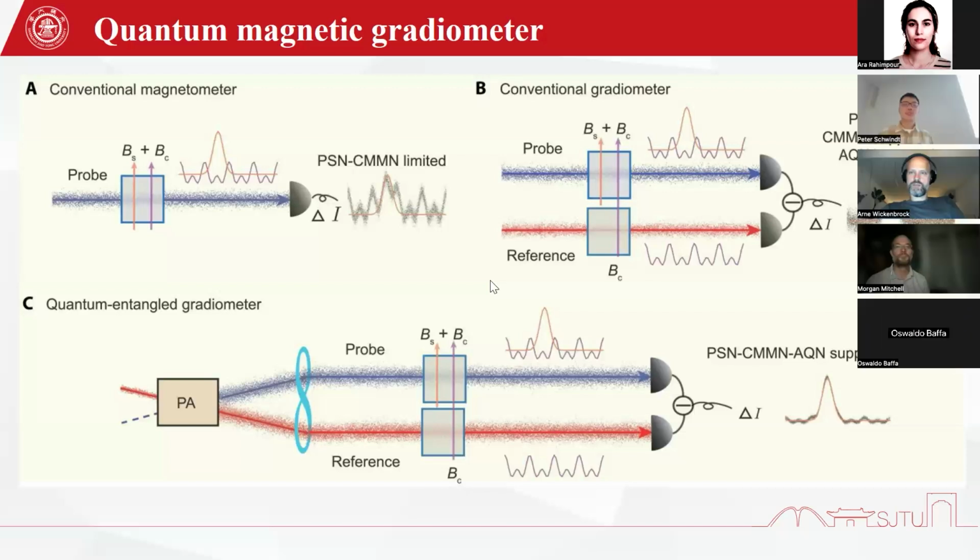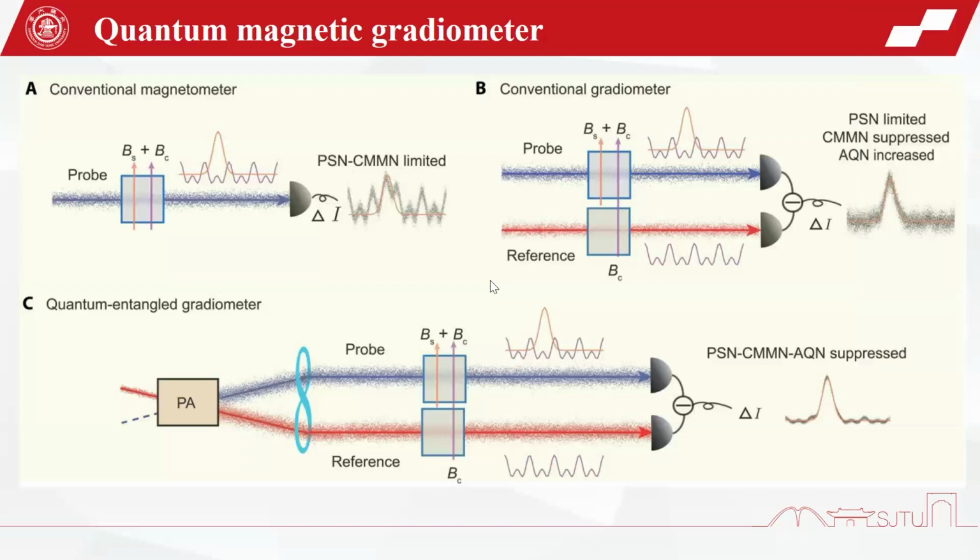So what we do is we use entangled light to spread the quantum noise. We use a parametric amplifier to generate the quantum correlation between these two channels. So after sensing the magnetic field, not only the magnetic noise is correlated, but also the quantum noise. So with the differential measurement, they can both be suppressed.